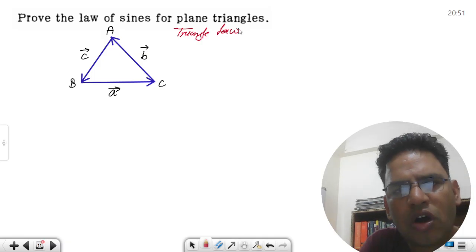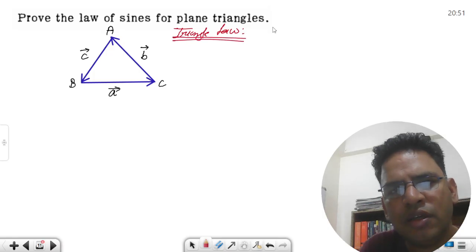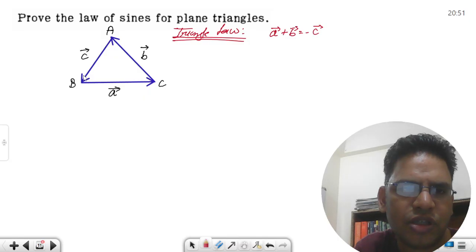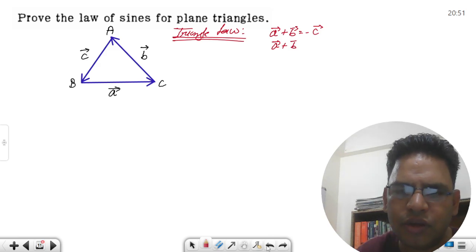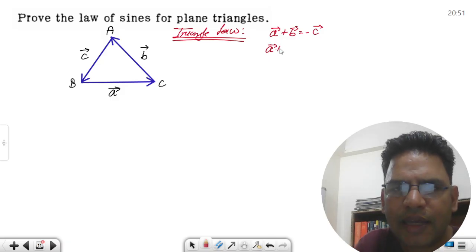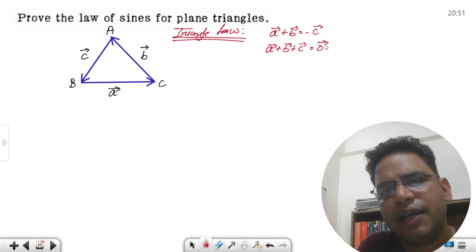Triangle law of vector addition is going to be vector A plus vector B equal to minus of C vector, because the direction of C is downward. So what you are going to get is C plus B, let me tell you. So what you have is vector A plus vector B plus vector C equal to 0 vector. Essentially it is forming a triangle.